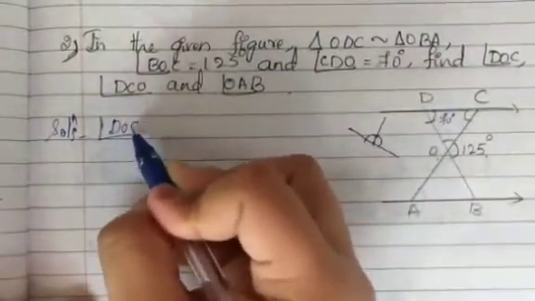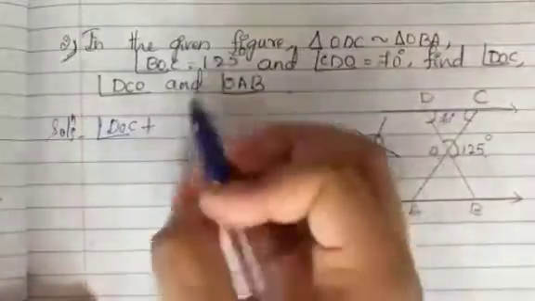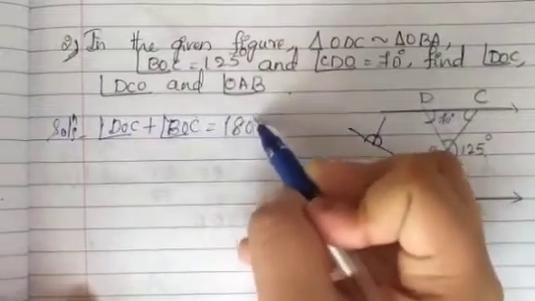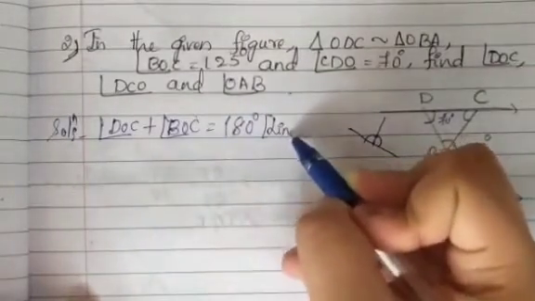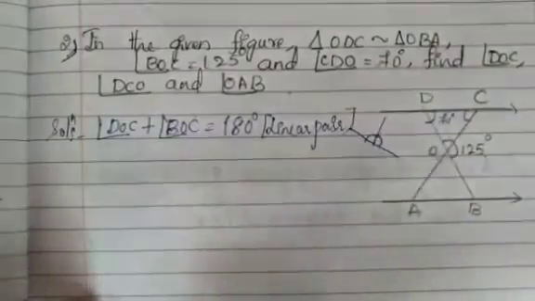Angle DOC plus this angle 125, which is angle BOC, is equal to 180 degrees. Why are these two equal? Because these are a linear pair. This linear pair you have known in the 9th standard itself.